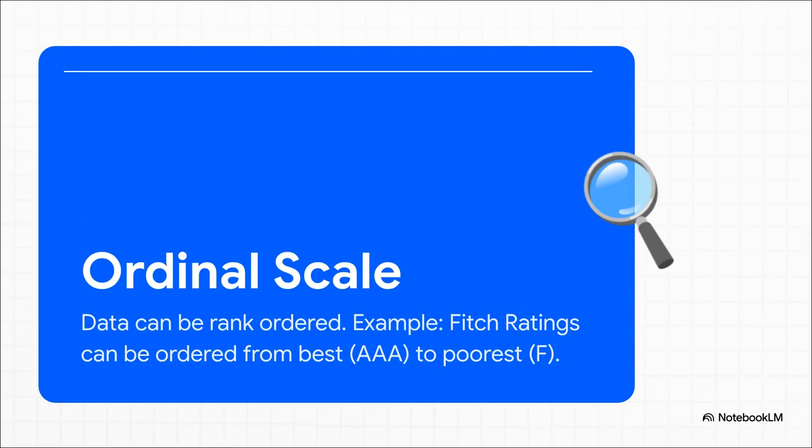Moving up a step, we get to the ordinal scale. Now here, the order definitely matters. Think about those Fitch ratings. We all know that a AAA is better than a BB-. We can rank them. But, and this is a big but, we can't say that the gap between an AA+ and an AA+ is the same as the gap between a BB and a B+. And knowing this is so important because it stops you from making a classic mistake, like trying to calculate an average credit rating, which would be totally meaningless.